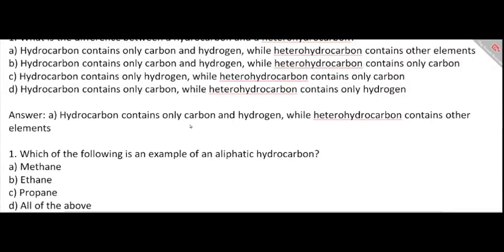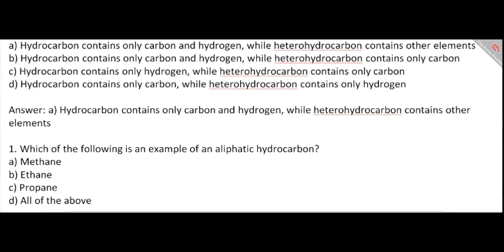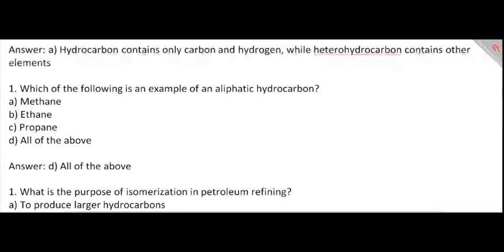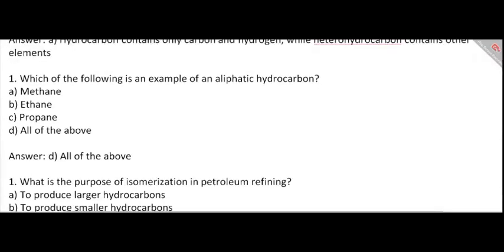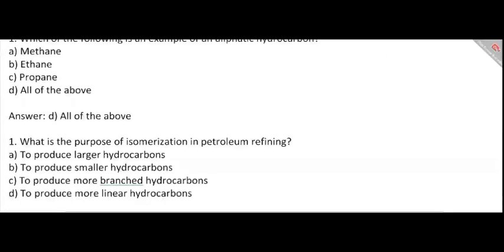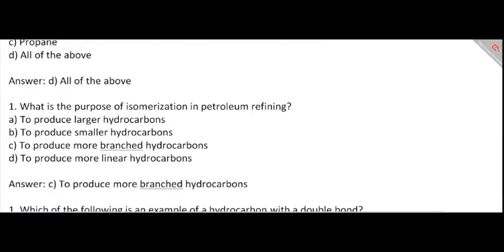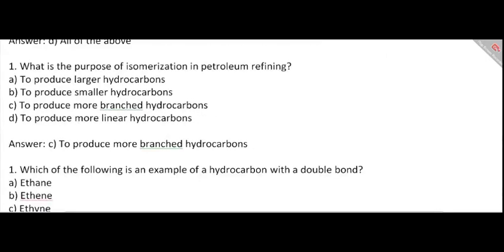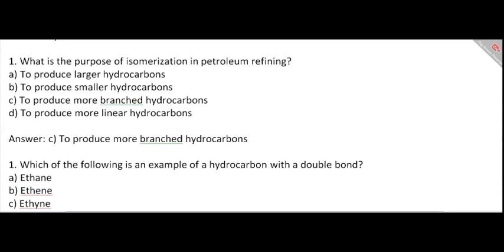Which of the following is an example of aliphatic hydrocarbon? So available options are methane, ethane, propane. All of them are the correct answers. What is the purpose of isomerization in the petroleum refining? Option A is to produce a larger hydrocarbon, to produce smaller hydrocarbon, more branched hydrocarbons, or more linear hydrocarbons. So to produce more branched hydrocarbons is the correct answer.